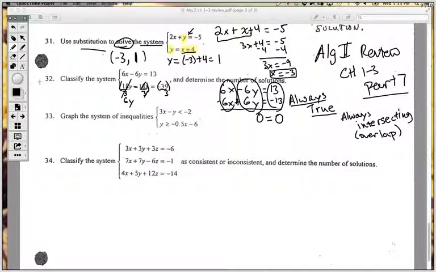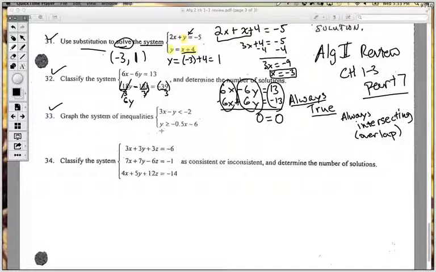All right, let's look at number 33. We got 31, 32. Now we're looking at 33. It says graph the system. Okay, a couple of things about graphing this. Sometimes fractions are easier than decimals, especially with graphing. Like in this one. It says negative 0.5x.